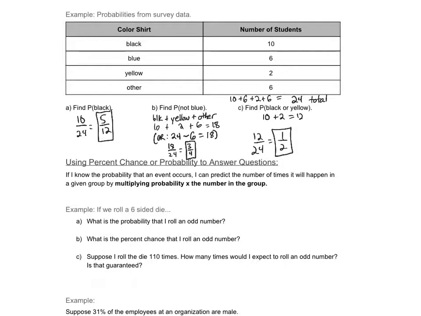Now I can use percent chance or probability to answer questions. If I know the probability that an event occurs, I can predict the number of times it will happen in a given group by taking that probability and multiplying it with the total number in the group. So let's take a look and just refresh with that rolling a six-sided die example.